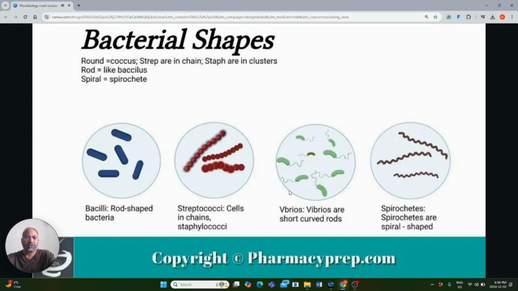Coming to the bacterial shapes, we have four principal shapes of the bacteria. Number one are the round shaped or oval shaped bacteria. Second are the rod shaped bacteria. Third are the comma shaped bacteria. And the fourth are the spiral bacteria. Okay, so those are the four different shapes of bacteria that exist.